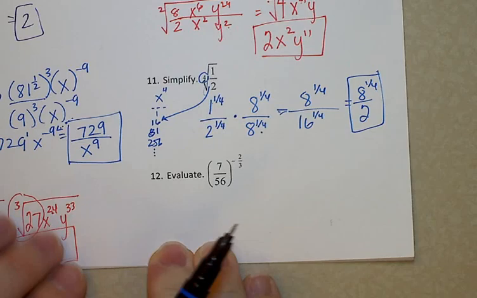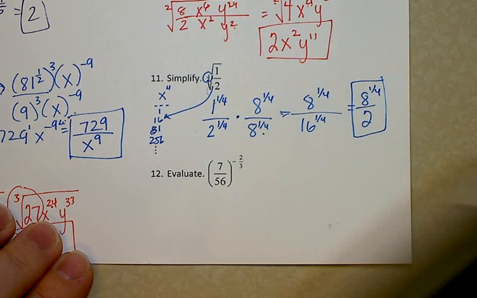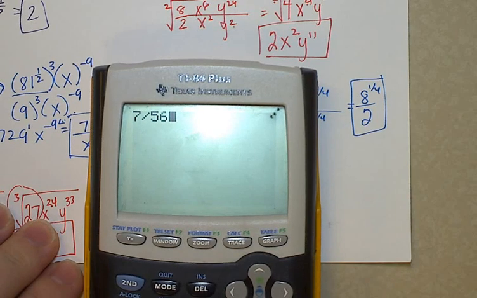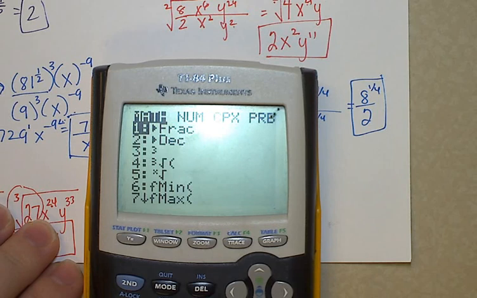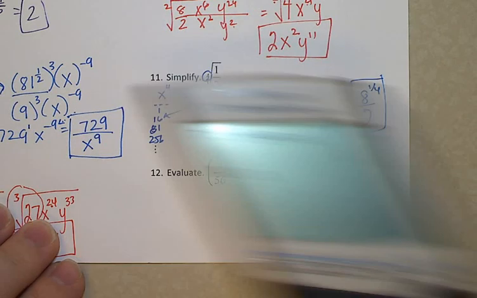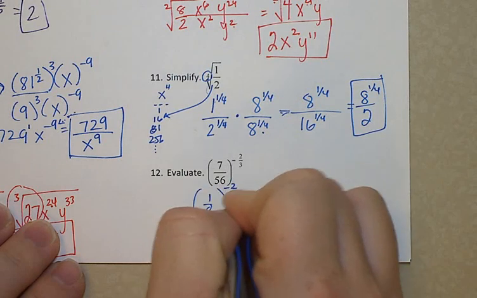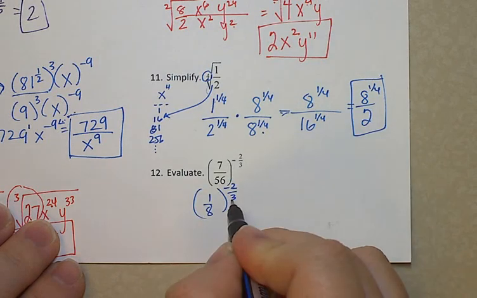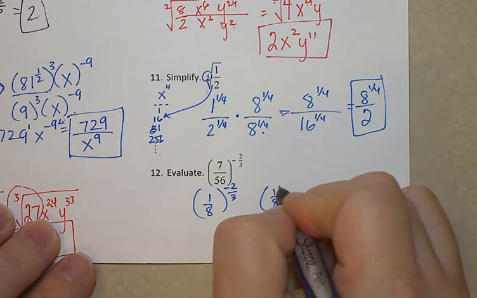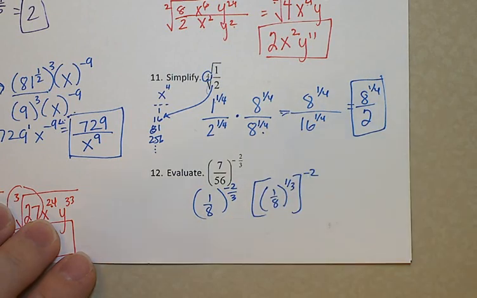Number 12. Well, first let's reduce. 7 over 56. Let's go 7 divided by 56. Then hit the button on the calculator that says math, fraction, enter, enter. So it reduces to 1/8. I'm going to first apply the bottom number of the fraction. So let's take 1/8 and let's take it to the 1/3 power, and then afterwards we'll deal with the -2.